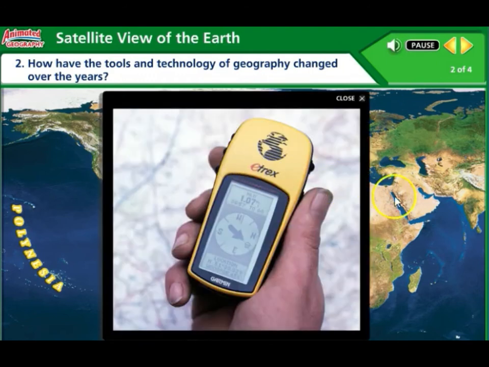In the 1970s, the United States Department of Defense developed the Global Positioning System, or GPS. GPS allows people on land, at sea, or in the air to find their exact location or to track moving objects in any weather. A network of 24 orbiting satellites sends GPS information to receivers on Earth.